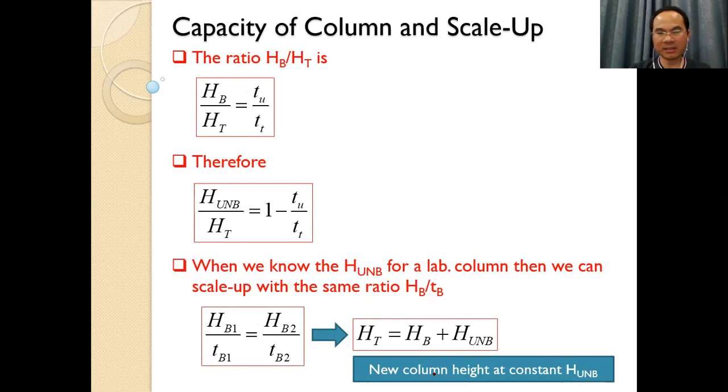We can use this relation to calculate the scale up. For example, SUNB is the same for the lab scale and the pilot scale or plant scale. That means the same SB and TB. SB lab scale divided by TB lab scale equals SB pilot scale divided by TB at pilot scale or plant scale. And then you can calculate the height of the new column: ST new equals SB plus SUNB.